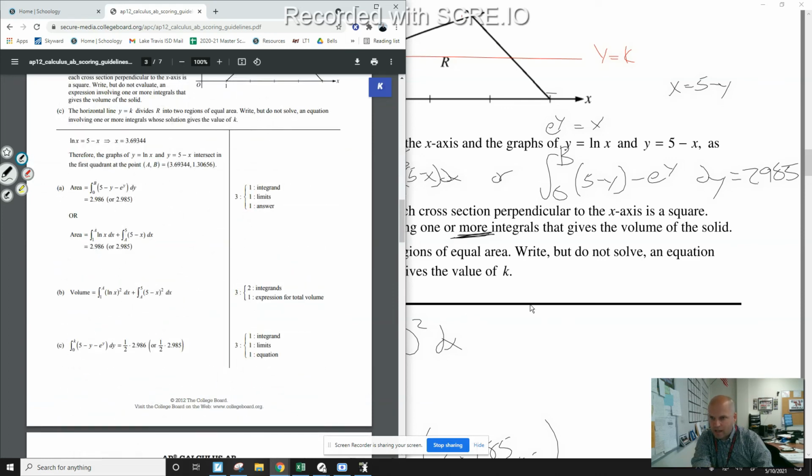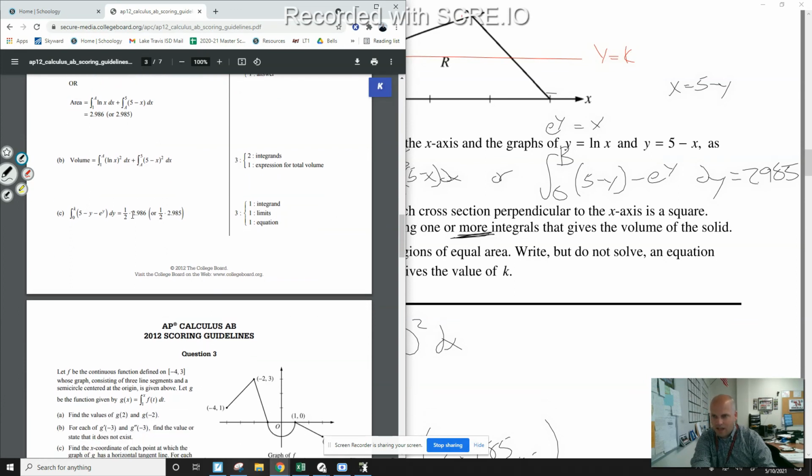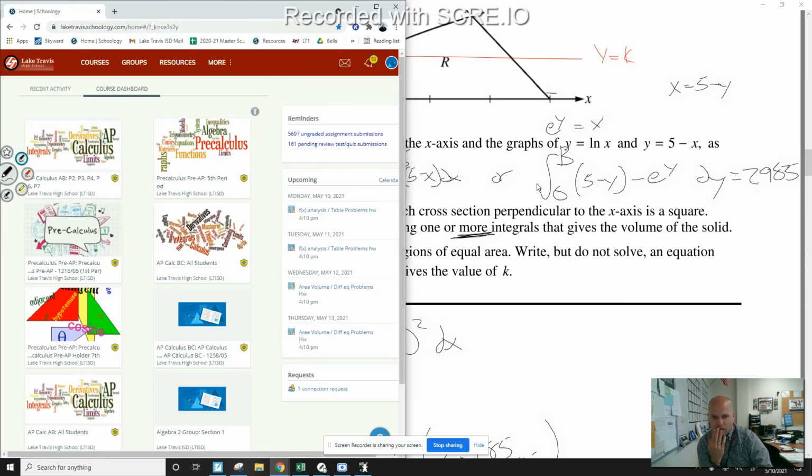Okay, 2.985. You could either do it 0 to b and 1 to a to 5. Look at that. They did a and b too. 1 to a to 5, squareds. 0 to k, 1/2, 2.985. Yeah, they did the exact same way. So 3 through 3. Yeah, we're going to end it there.